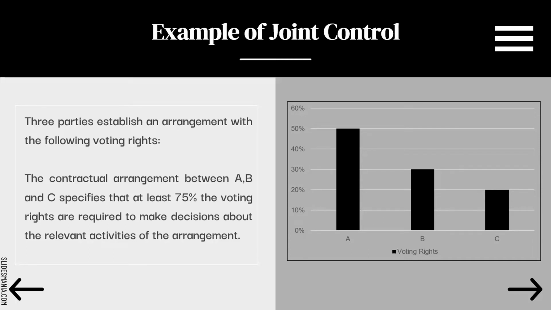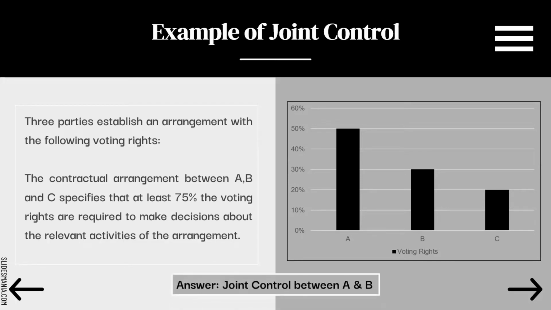The answer is yes, merong joint control between A and B. Kailangan nilang makabuo, di ba sabi sa problem, kailangan ng 75% voting rights. And pag nag-agree si A and B, meron nang 80%. Pag hindi nag-agree si A, magkakaroon lamang ng 50% at most na voting rights. Kasi si B, meron siyang 30, si C, merong 20.